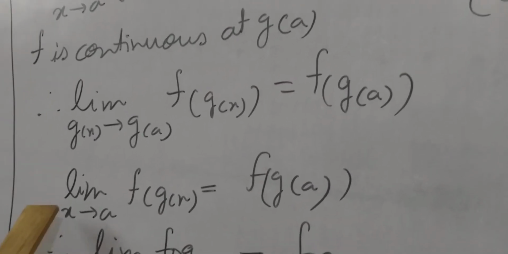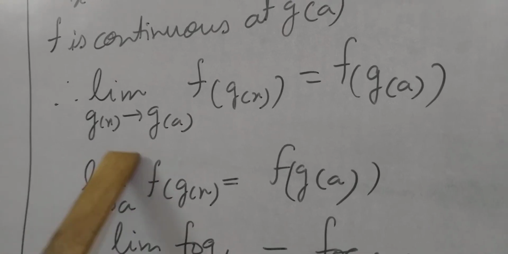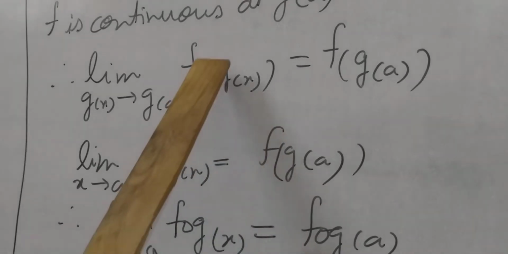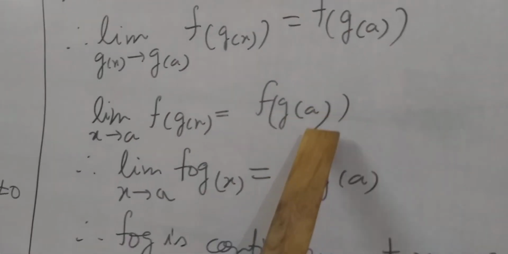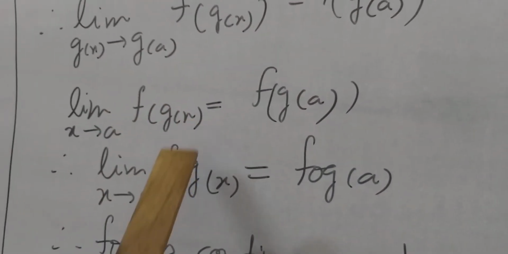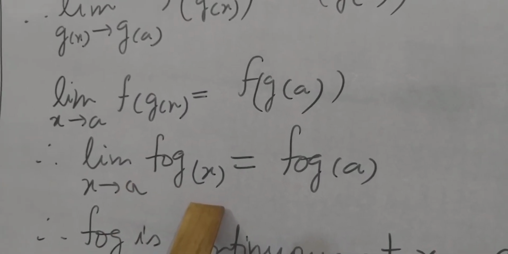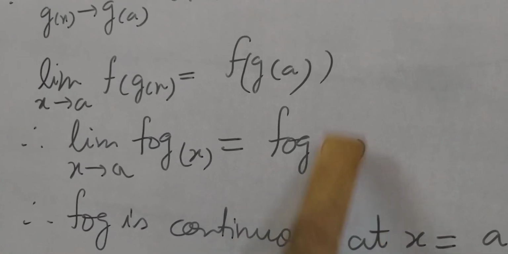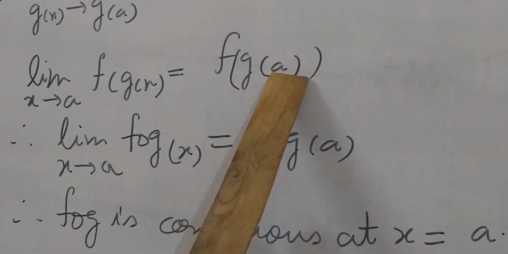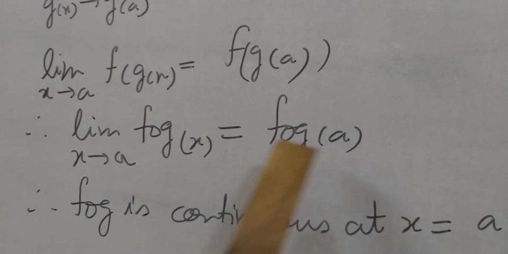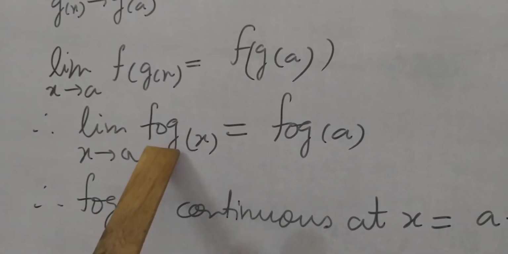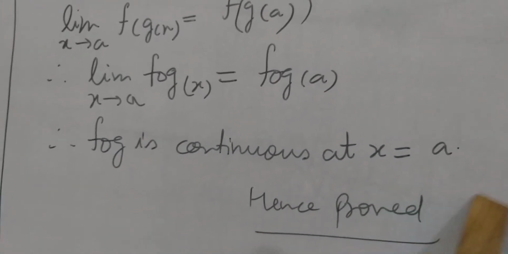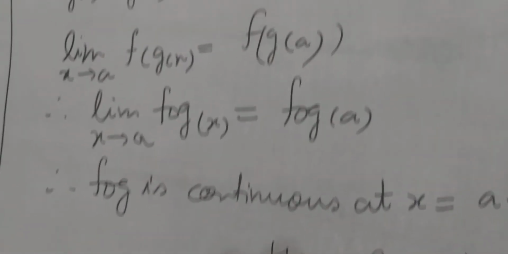Okay, now, students, both are same, so we can write x tends to a, f(g(x)) equals f(g(a)). So f(g(x)) is known as fog(x), and f(g(a)) we can write as fog(a), because here a is there. It means when fog(x) equals fog(a), we can say fog is continuous at x equal to a.